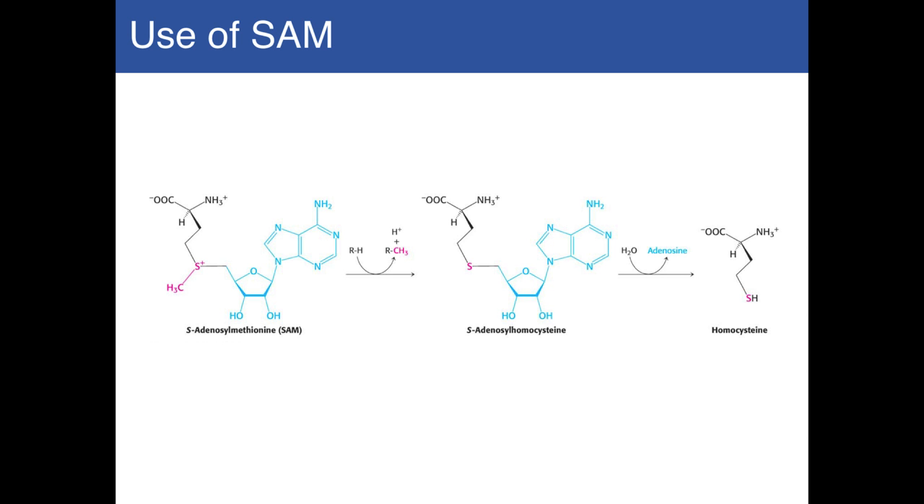So here's an example. We have SAM, and we're going to donate this one carbon, a methyl group that gets cleaved off onto whatever molecule. From there we end up with S-adenosyl homocysteine, and from there we cleave off, in a hydrolysis reaction, adenosine, and we make homocysteine. Homocysteine is an intermediate for several other amino acids that we're going to talk about in a little bit.